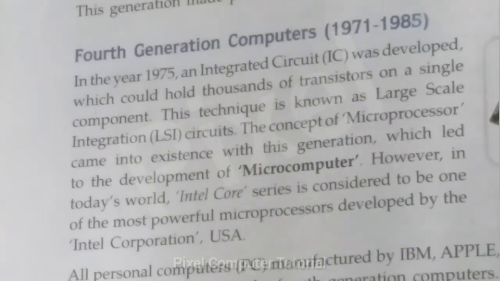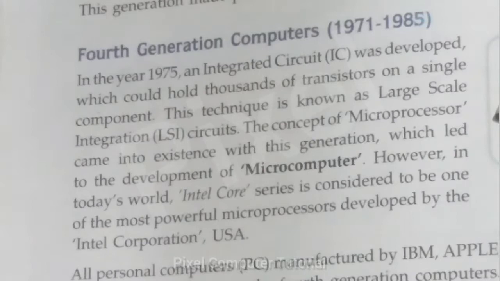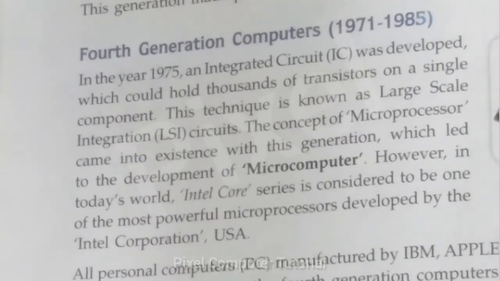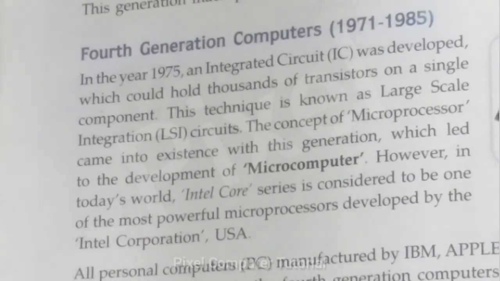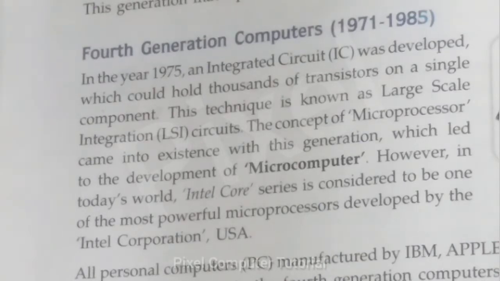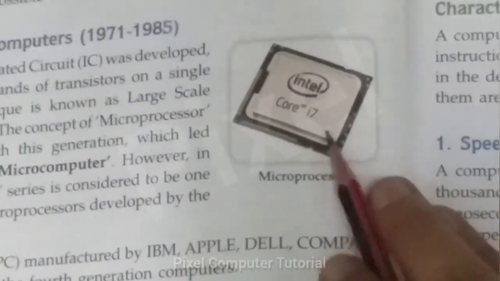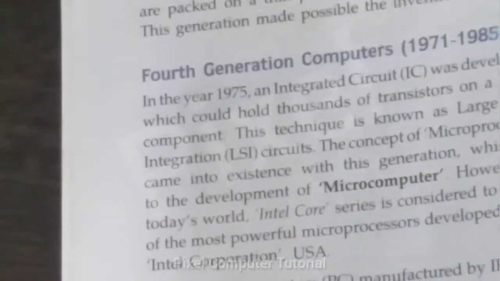In the second generation we used transistors. In the third generation, yes, we used them to an amount, but there were a couple of transistors. But in the fourth generation we used one kind of a transistor, one single transistor, and all the components were put inside that particular transistor. Okay, so that is your Intel core. Currently we are still using this Intel.